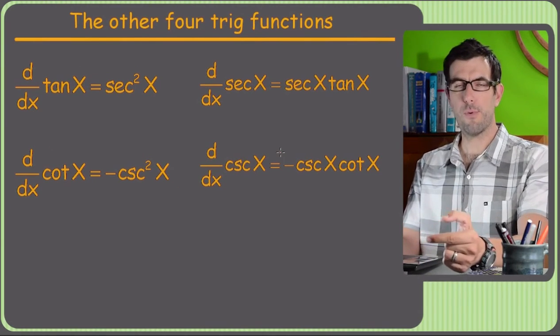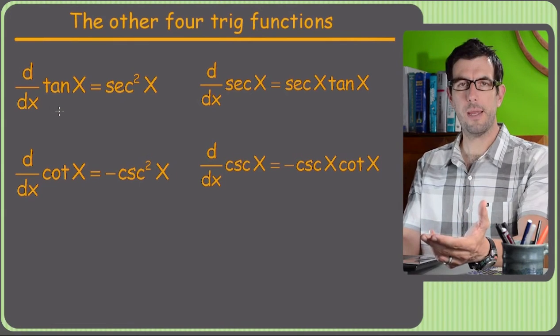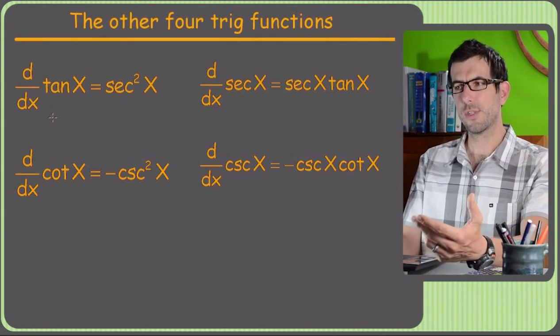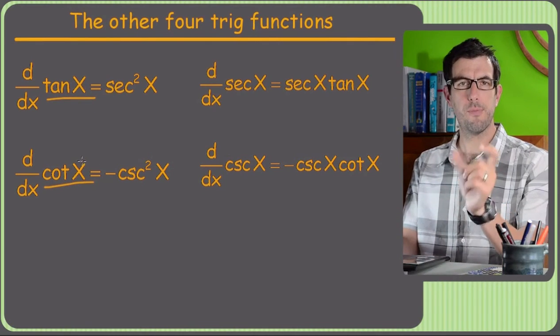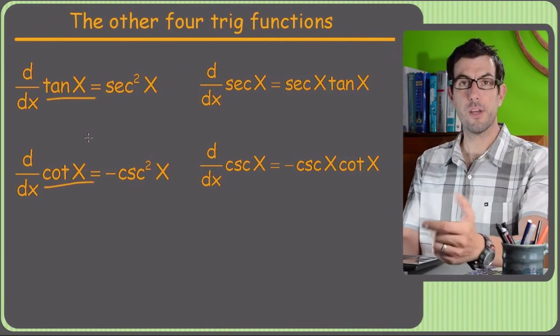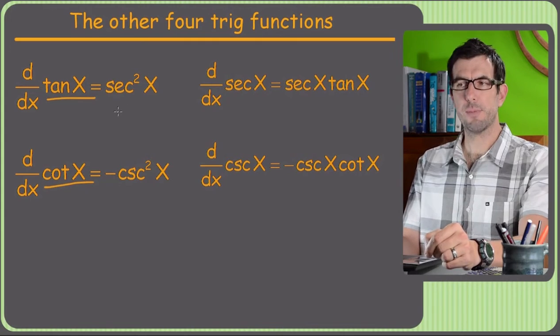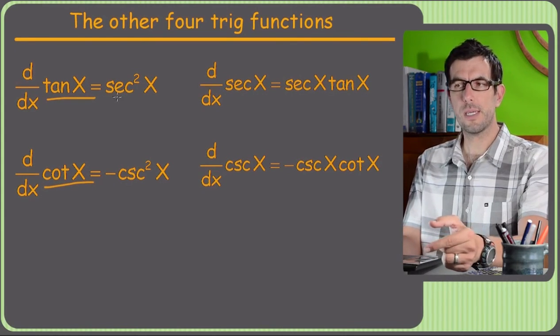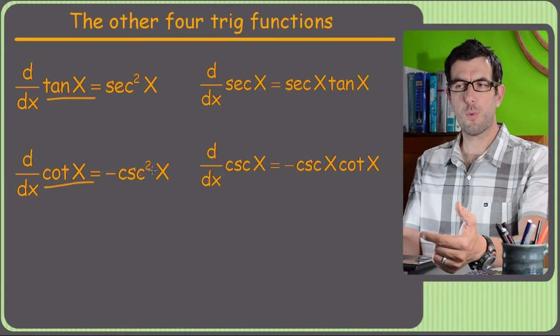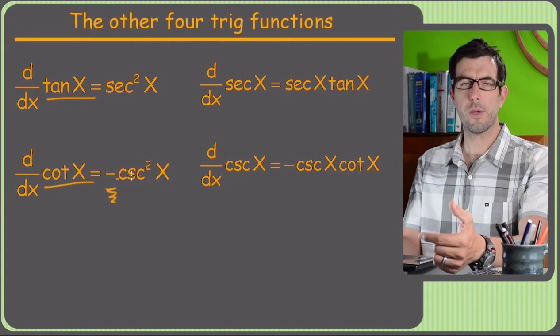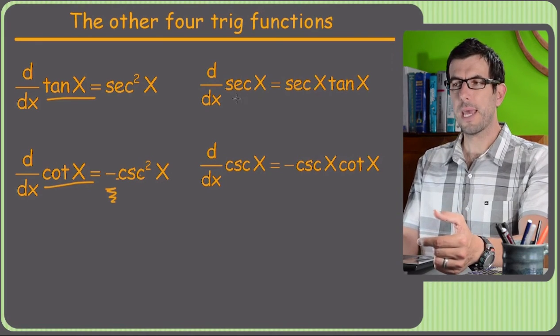Let's take a look at the other 4. They're not so bad. Once you work with these a bit, you'll start seeing the similarities. For example, tangent and cotangent are sort of brother-sister co-functions, if you will. And you'll notice they have some similarities. Each one of them is equal to a squared function. Tangent goes to secant, cotangent goes to cosecant. Either way, you've got a square on it, and you just happen to put a negative sign in front of the cosecant squared.